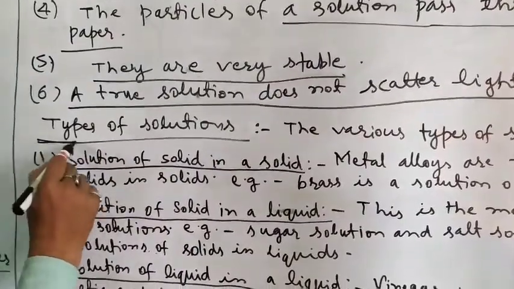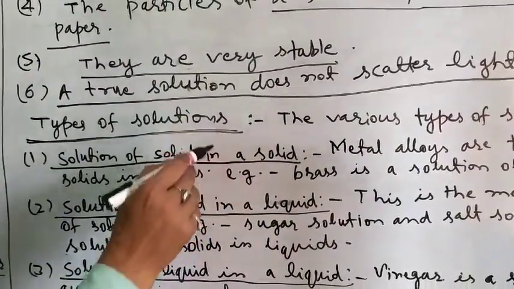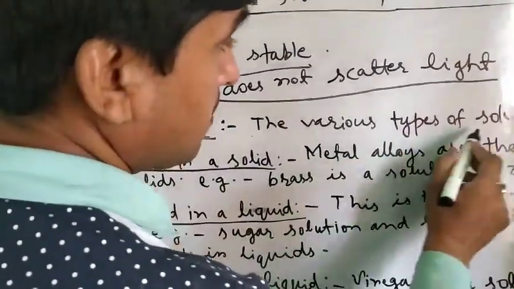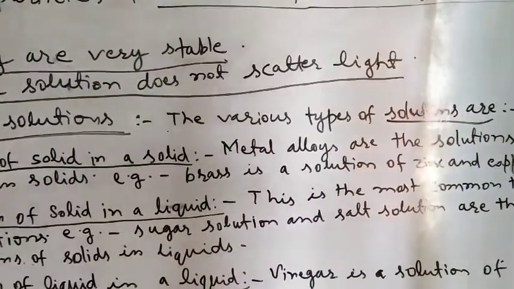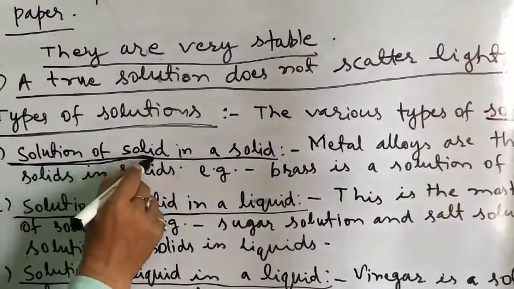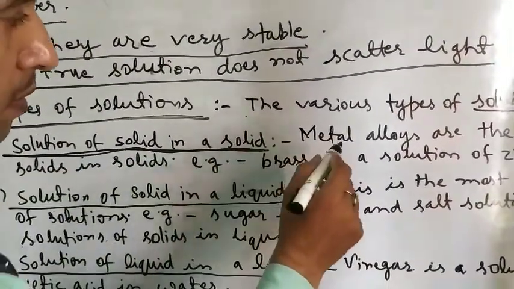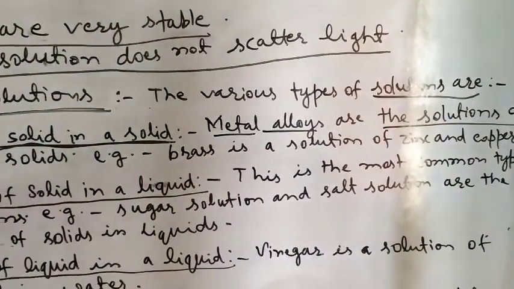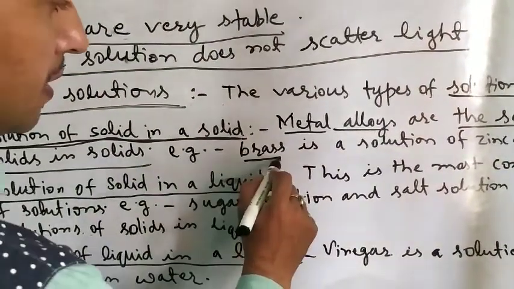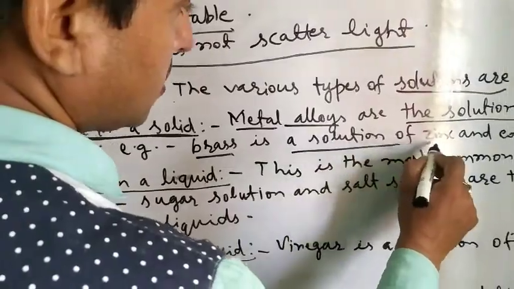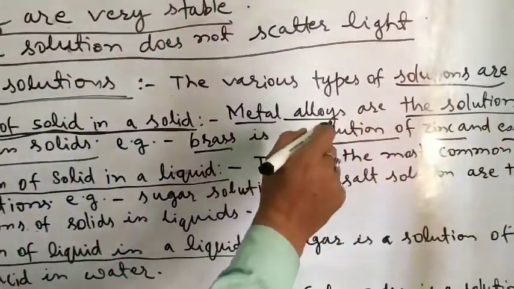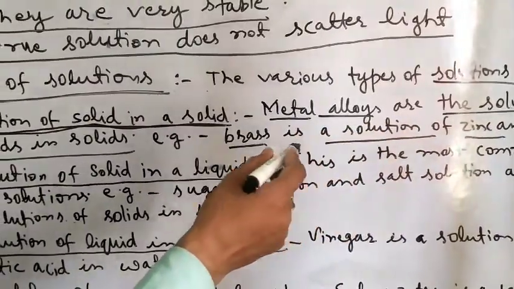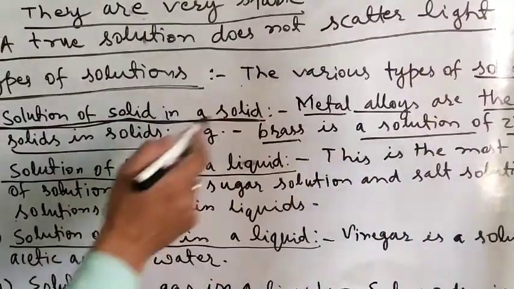Now we have to know types of aqueous solutions. The various types of solutions are: first one is solution of solid in a solid. Metal alloys are the solution of solids in solids. For example, brass is a solution of zinc and copper. Both zinc and copper are solid. So these solution are solution of a solid in another solid.